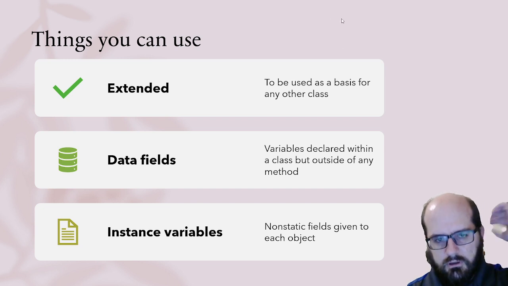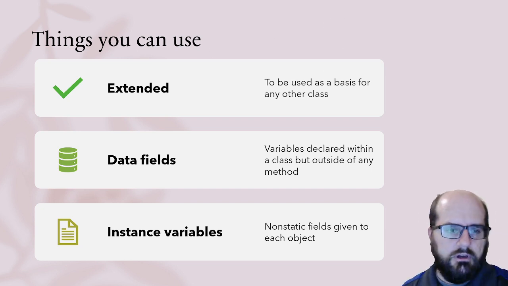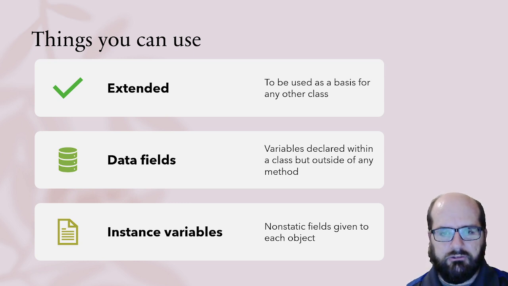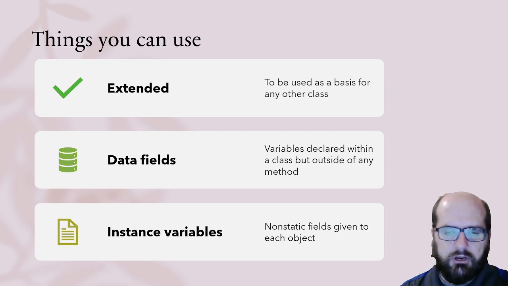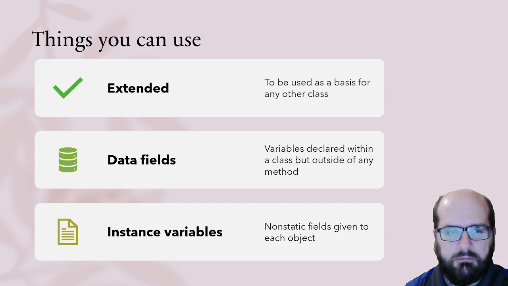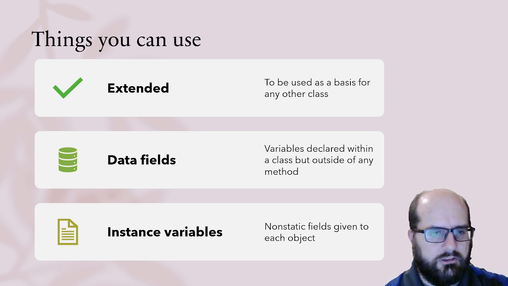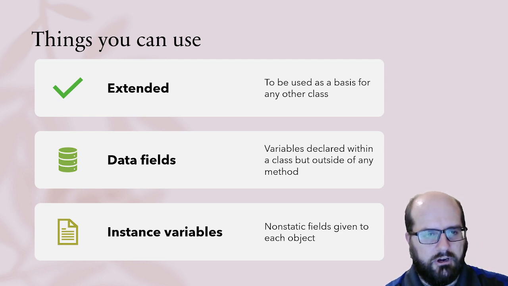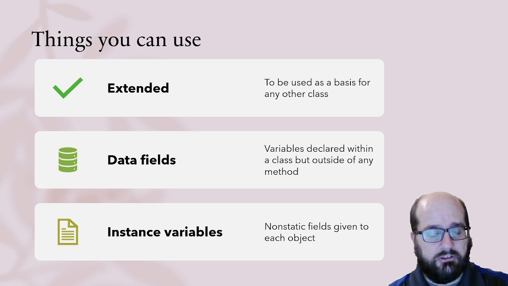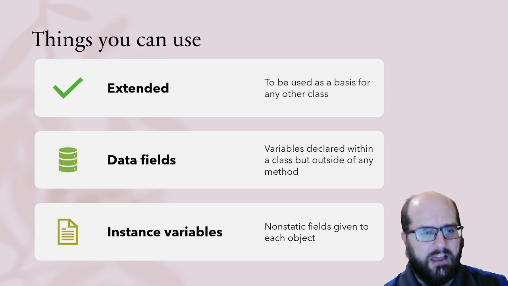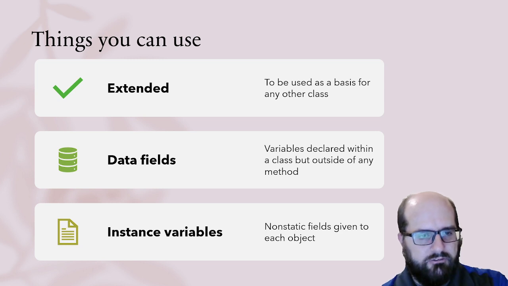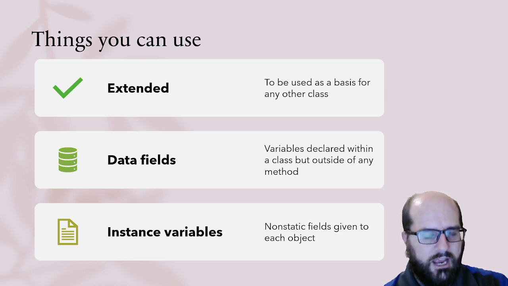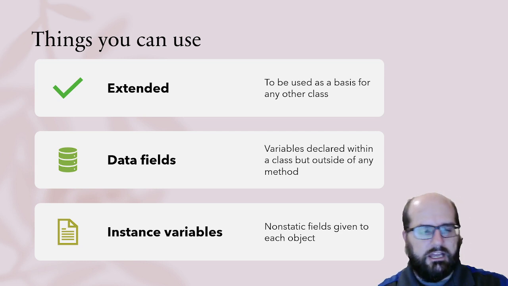Alright, so there are things that you can use. You can extend another class, and that gives you a basis for a different class. You can use data fields. The variables can be declared within a class, but outside of a method. So you can see that we created a class with an employee number that was independent of any method. And you can create an instance variable. These are the same variables that you create outside the method, but these are non-static fields, and every object will have the same fields. So if you have employee number, every employee will have a number that's uniquely assigned to that employee.